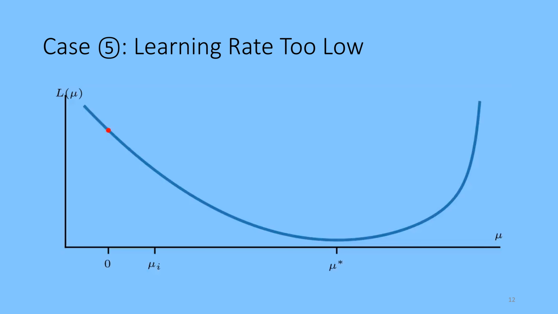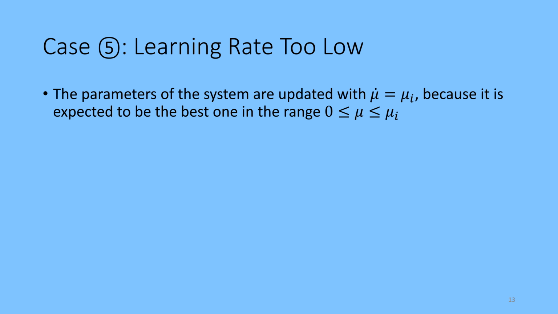If we use a learning rate that is too low, the algorithm will take many steps to approach the minimum of the function. The algorithm will certainly reach the minimum, but perhaps at a rate that is too slow to be practical. In this situation, we update the parameters of the system using the tentative learning rate, because it is expected to be the best one in the range of interest.